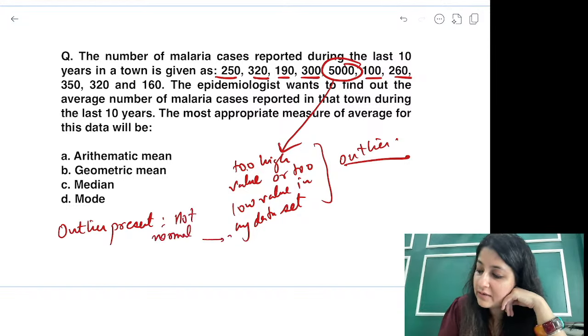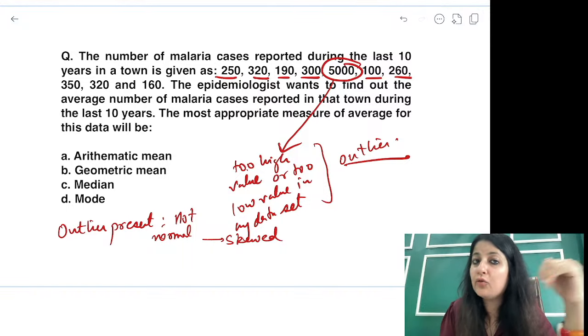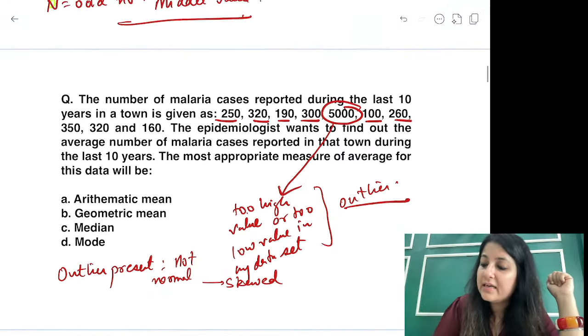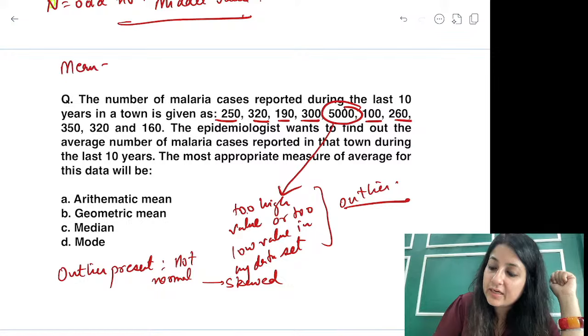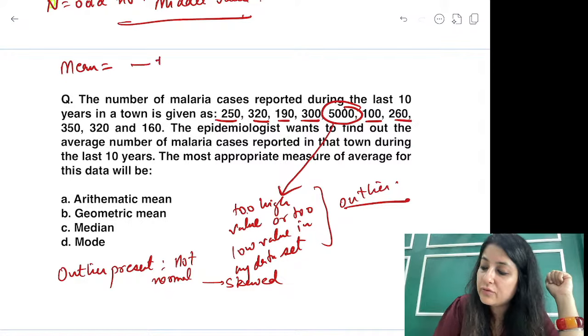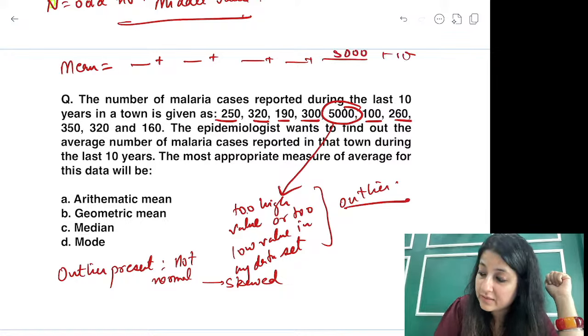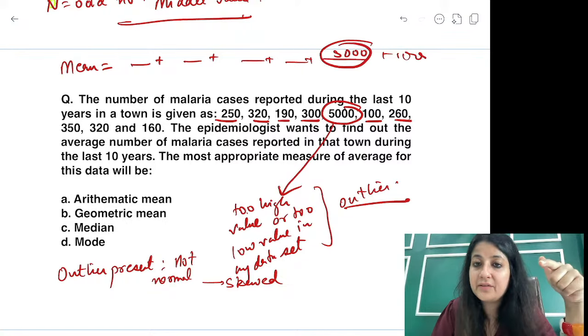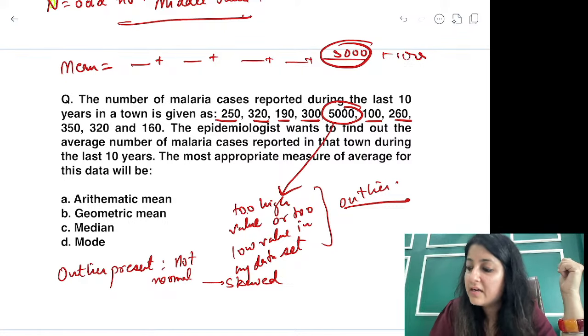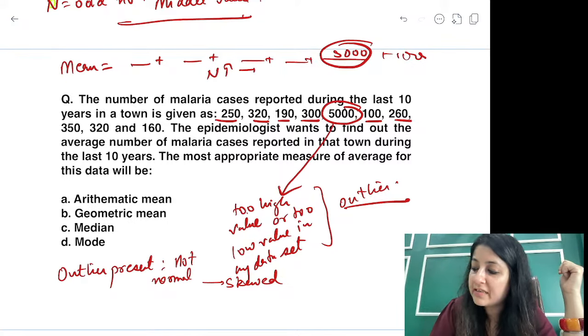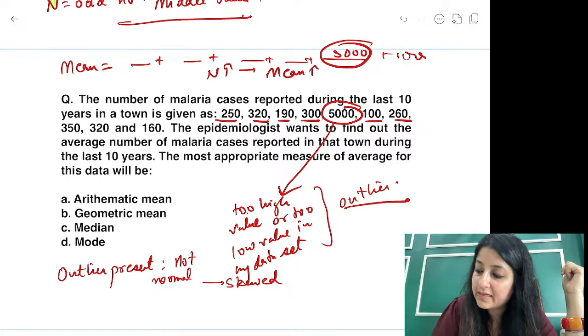And what does it become? It becomes skewed. Now suppose I ask you to calculate the mean for this. When you calculate the mean, you will add up all the values: 250 plus 320 plus 190 plus 300, and you will be adding 5000. Maybe this was 500. Now you added up 5000. So what will happen? Numerator increases. So mean will increase.